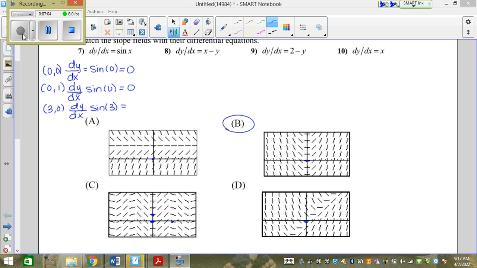I mean, C's sort of like curvy. Sine of 3 is positive? Yeah. It doesn't have a negative. It's hard because they didn't label the axes. It is C because C is going to curve, but it could be B.